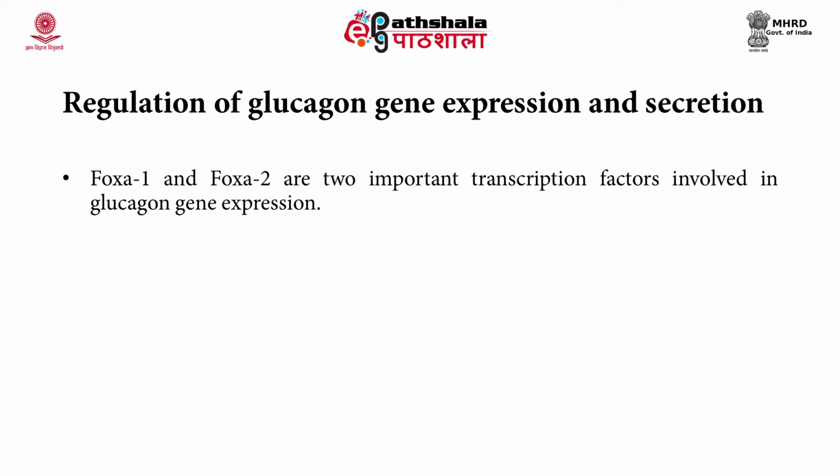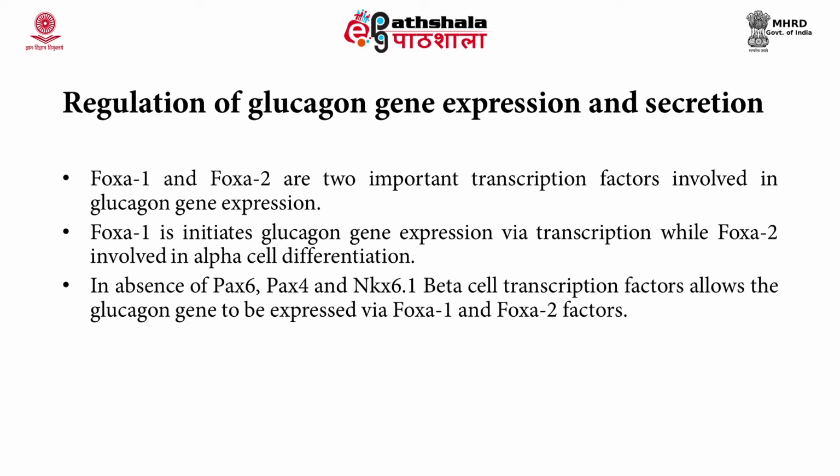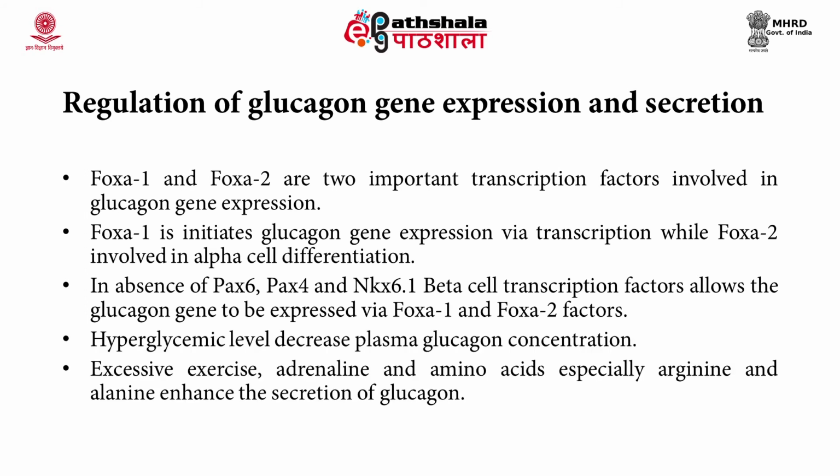FOXA1 and FOXA2 are two important transcription factors present in the alpha cell of the pancreatic islet involved in glucagon gene expression. FOXA1 initiates glucagon gene expression via transcription, while FOXA2 is involved in alpha cell differentiation. Beta cell specific transcription factors including PDX-1, PAX4 and NKX6.1 are involved in beta cell gene regulation. However, the absence of these factors allows the glucagon gene to be expressed via FOXA1 and FOXA2 factors. Hyperglycemic level and excessive carbohydrate in a meal decrease plasma glucagon secretion.